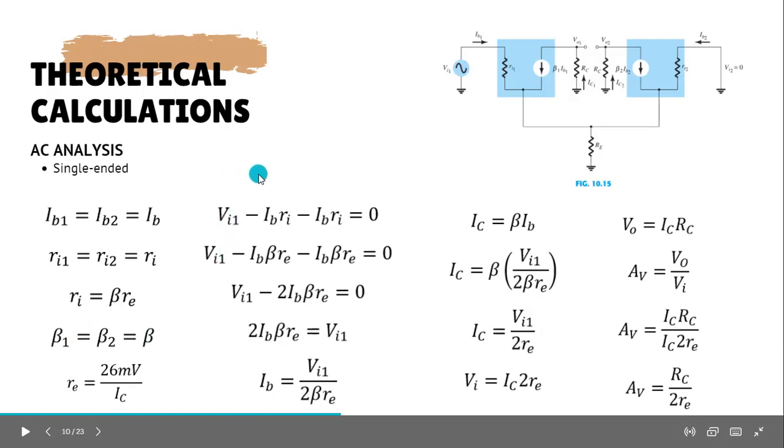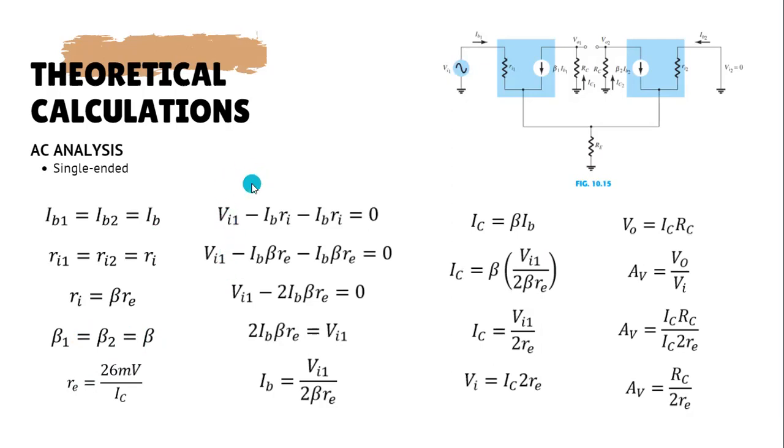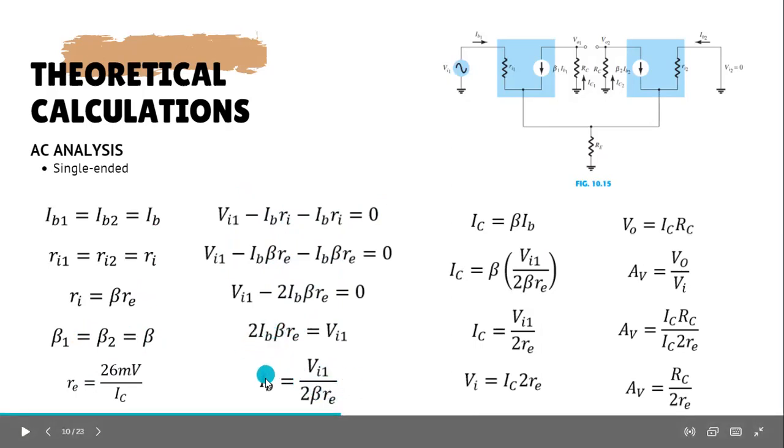The KVL equation for a single-ended AC analysis is VI minus IB Ri minus IB Ri is equal to 0. Substitute the Ri for beta Re, and then simplify to be 2 IB beta Re. Isolate the VI1 and divide IB by 2 beta Re. So you have the isolated formula of IB is equal to VI1 over 2 beta Re.